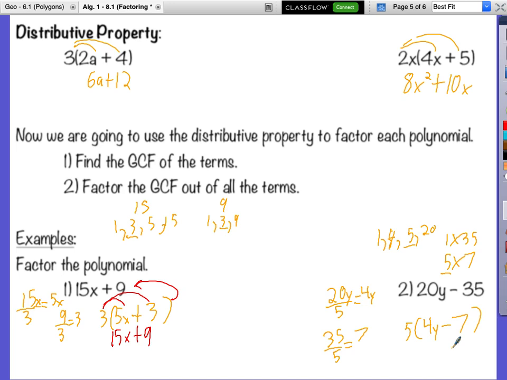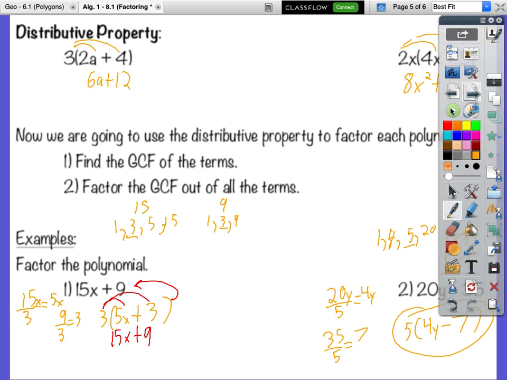Now we could go back through and check our work and say, hey, what's 5 times 4y? 20y. What's 5 times negative 7? Negative 35. Is that right? Then we're done. We factored out our GCF. This is way easier than this. Yeah, I know. I thought this is so much easier. Good. Questions on these first two?